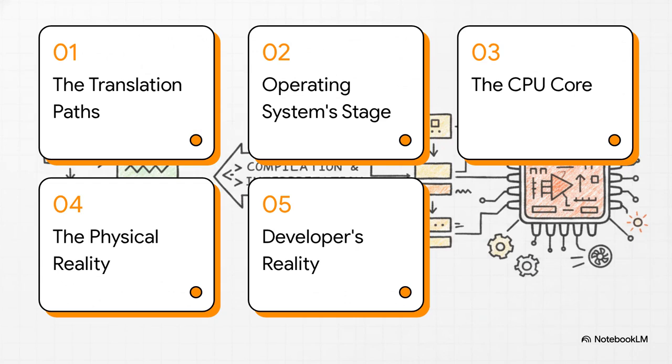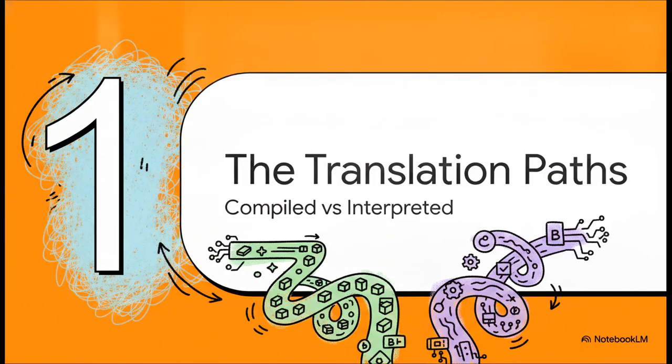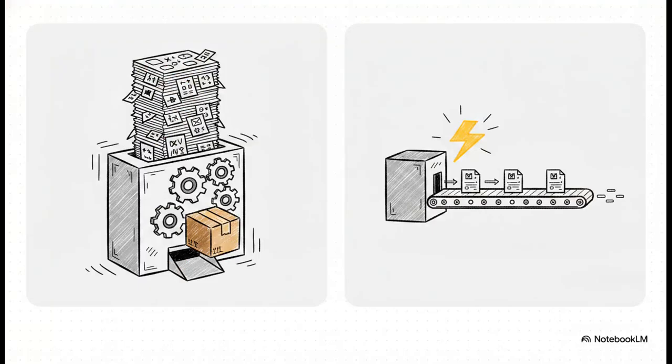To answer that, we're basically going to take an elevator ride straight down the abstraction shaft. We've got 4 main stops today: the translation paths, the operating system stage, the CPU core, and finally, the physical reality. Section 1. The translation paths. Compiled versus interpreted. Ding! We've arrived at our first floor. Now, before the machine can do anything, our hero code must be fundamentally transformed.